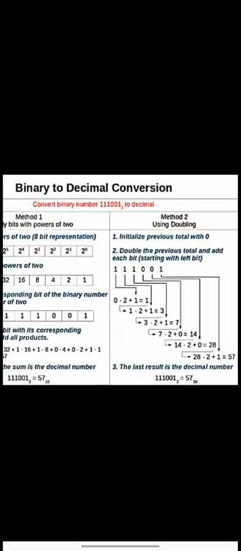7 doubled again, 7 into 2 is 14, but 0 was added, so it gives out 14 only. Again 0: 14 is doubled to 28, 28 plus 0 is 28 itself. Again double 28, 28 into 2 is 56, 56 plus 1 is 57.